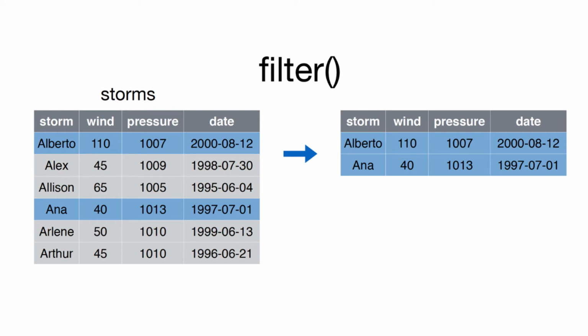Whereas filter is a lot like select, but instead of selecting just the columns, we select just the observations. So for some reason we want to know just about the information with Alberto and Anna, if the storm is Alberta, we can pull out the row that has any information about Alberta or Anna. So select helps you pull out the variables you want to look at. Filter helps you filter out the observations you want to zero in on.